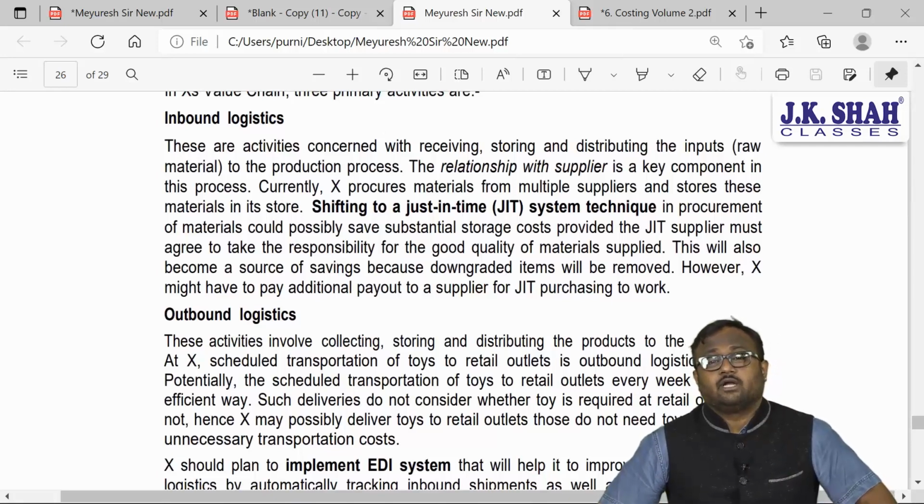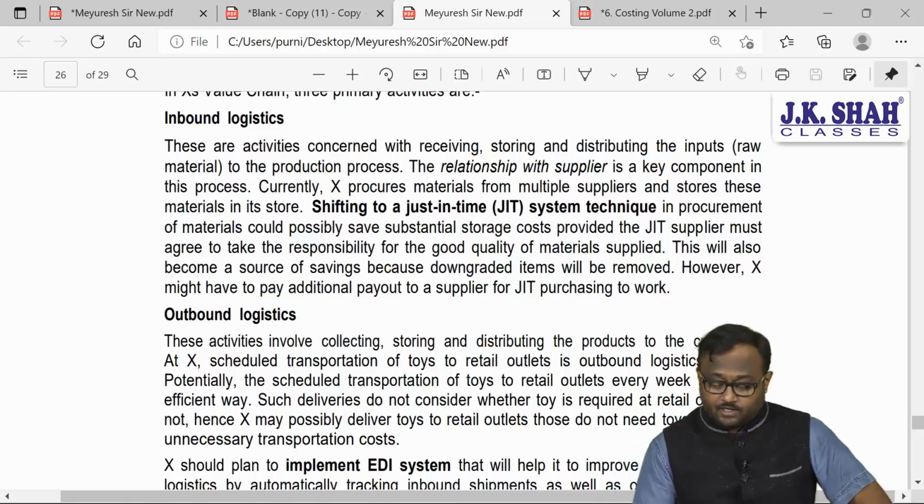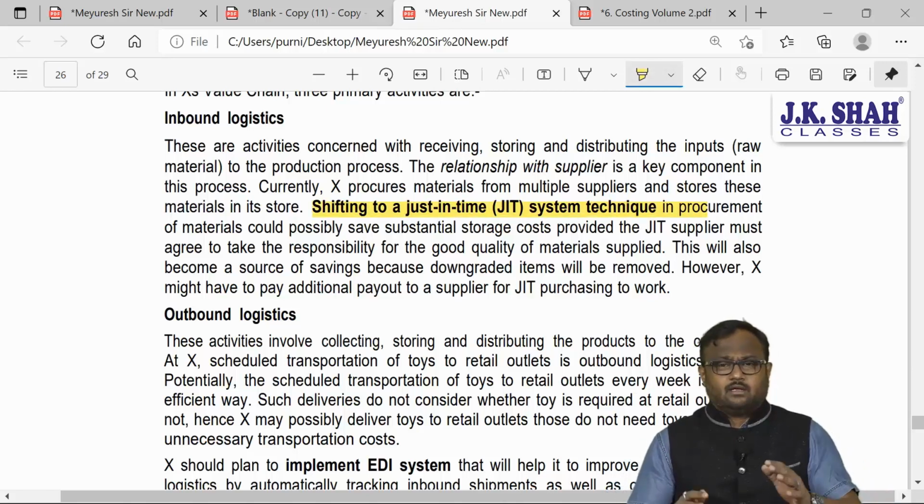What if there is a defective material supplied to you? How would you keep a track? How would you come to know exactly who has delivered the faulty material? So you better go for just-in-time system, so that everything will be set.